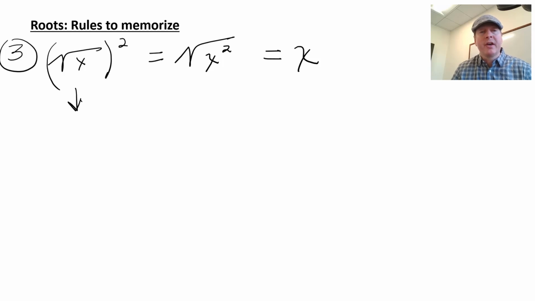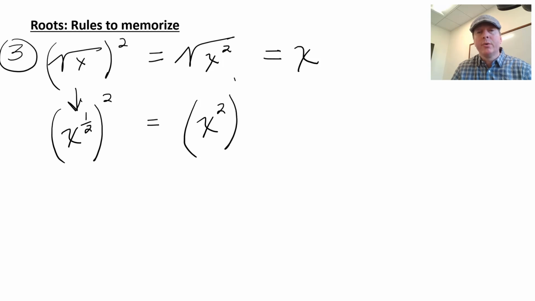The square root of x, when squared, well, the square root of x is simply x to the 1/2. So we're talking about x to the 1/2 squared. That's equal to, over here we have x squared, and we're taking the square root, so that is x squared to the 1/2. Both of those are equal to x to the 1. You multiply the exponents, that's the same as x to the 1, that's the same as x.